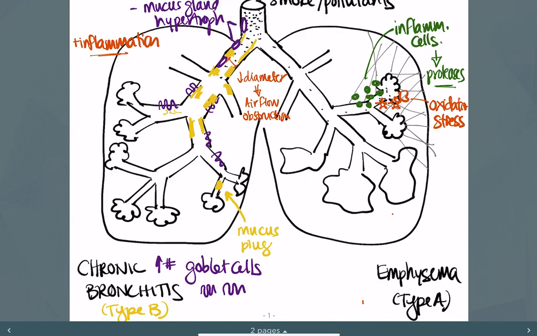The tethering gets degraded, so these are no longer being held together. The airways are not being held open because those strings have gotten degraded by the repeated inflammation.